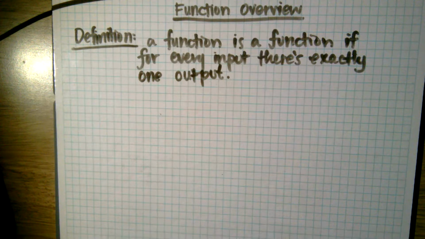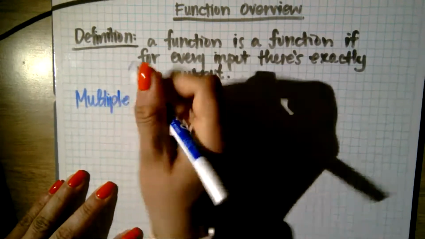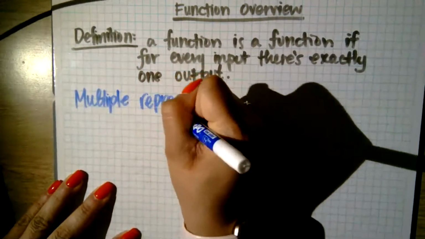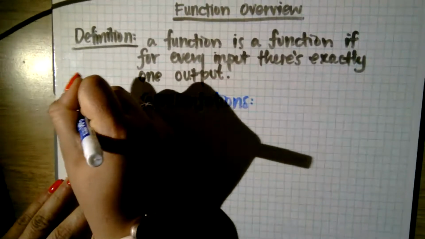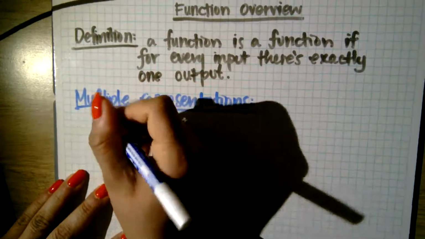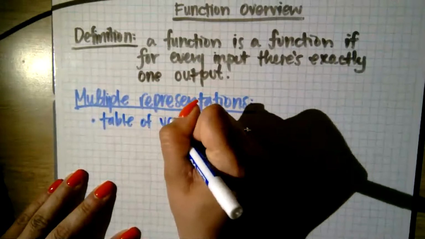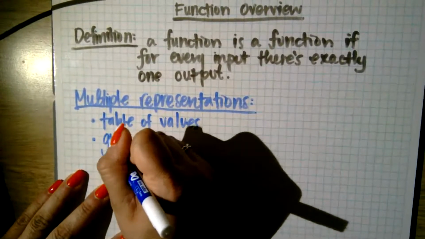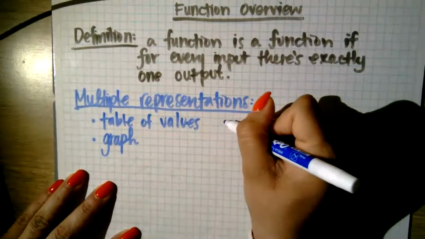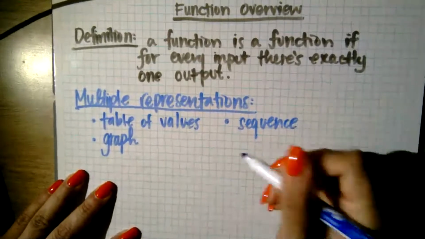So we're also going to talk about multiple representations of functions. A function can be represented in multiple ways, and we're going to talk about that. I'm just going to give you a quick one. Easiest, when in doubt, you make a table of values, right? So a table of values is one of them. Once I have a table of values, I can also make a graph. I can also make a sequence. We'll talk about all of these.